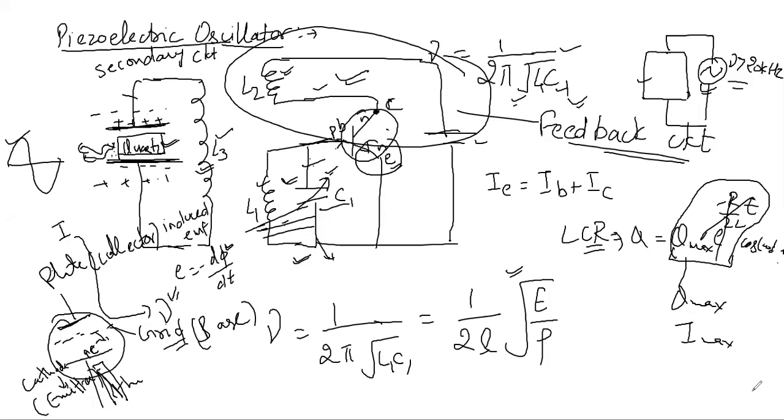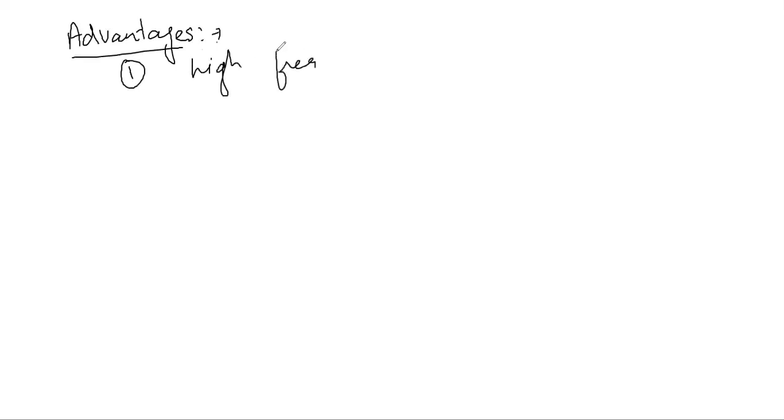Now, if you talk about what are the plus points and the minus point of this circuit, what are the advantages and disadvantages of a piezoelectric oscillator? Because we are doing two oscillators, so we'll compare both of the oscillators. So if you talk about the advantages here, the first advantage is you can produce the high frequency ultrasonic waves.